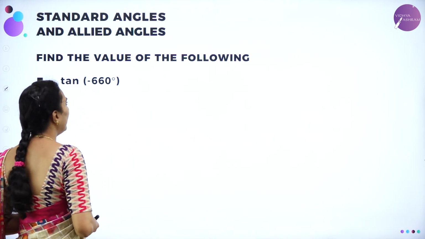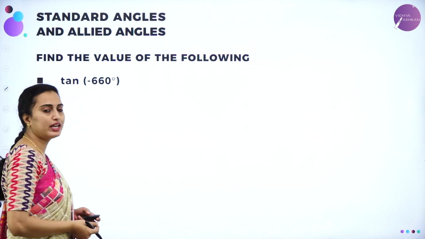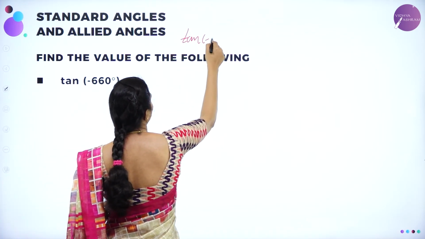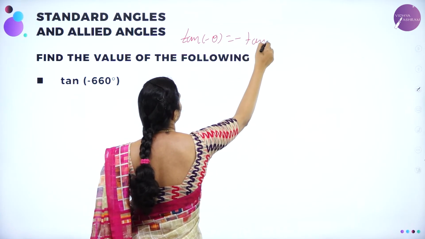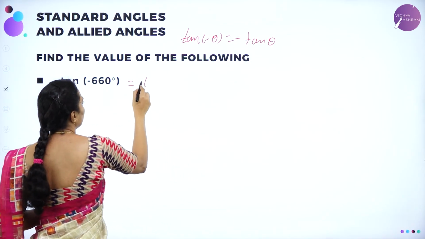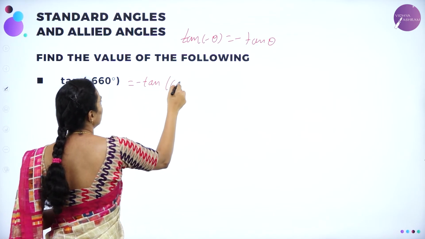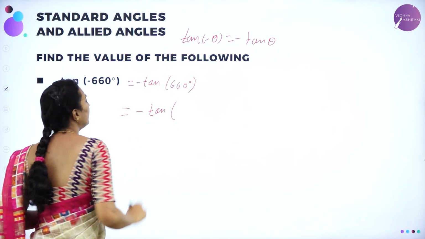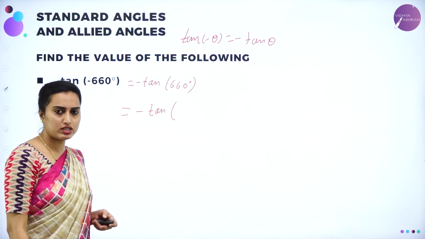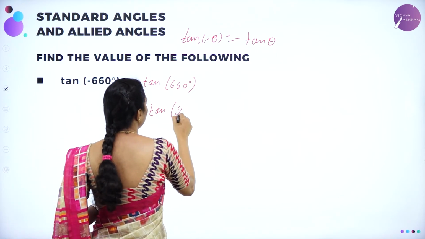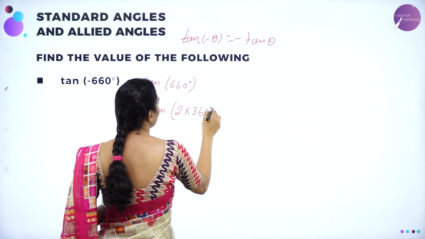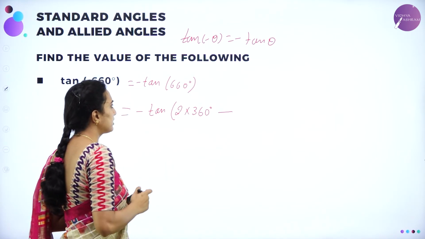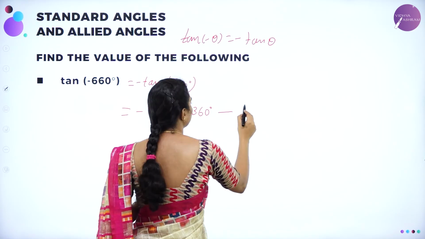What they have asked, find the value of the following: tan of minus 660 degree. Dears, I am using here that tan of minus theta is nothing but minus tan theta. So here you can write it as minus tan 660 degree. Either you can write it as 2 into 360 which is 720 degree, so 2 into 360 minus, because it is below 720 degree. So 720 degree minus 660 degree, what will it be giving you?